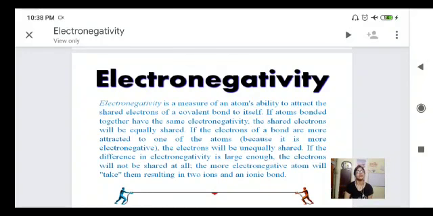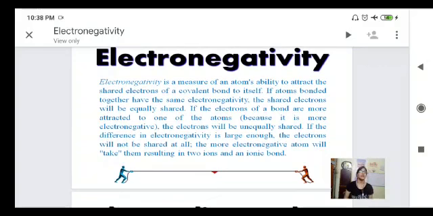Electronegativity is the measure of an atom's ability to attract the shared pair of electrons of a covalent bond to itself. If the atoms bonded together are of similar nature, for example nitrogen and nitrogen, or oxygen and oxygen, then they will have the same electronegativity and the bonded pair of electrons will be shared equally by both of the similar atoms, leading to a non-polar covalent bond.